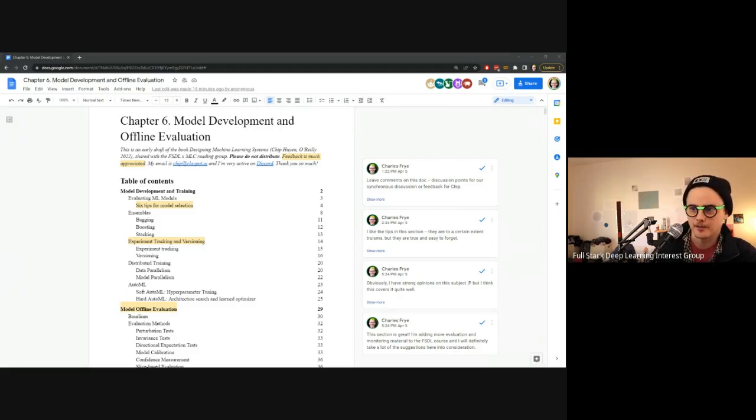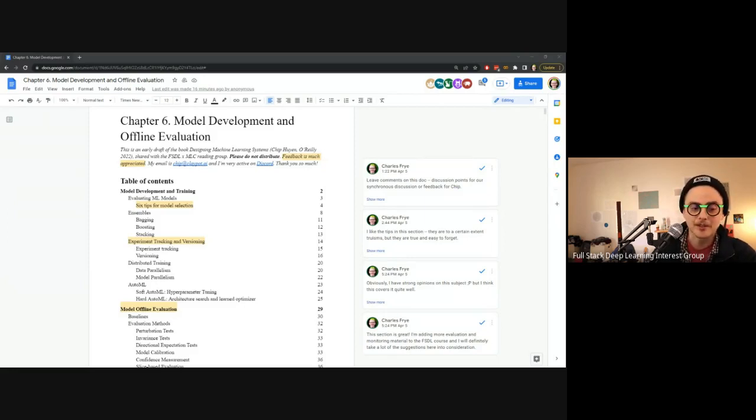We are on Chapter 6 of Designing Machine Learning Systems by Chip Huyen. I'm really excited about this chapter. It's on model development and offline evaluation. And as Chip notes, making models, training models, and debugging and evaluating them is actually kind of like the most fun part of being a machine learning engineer.